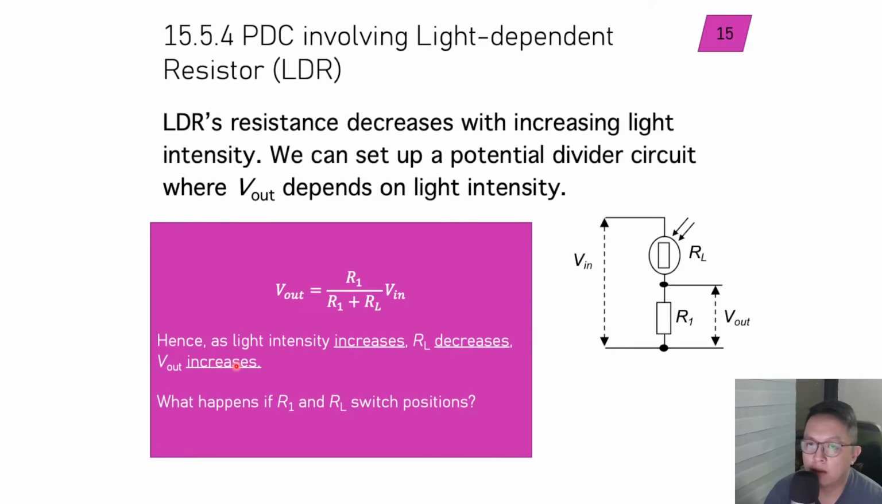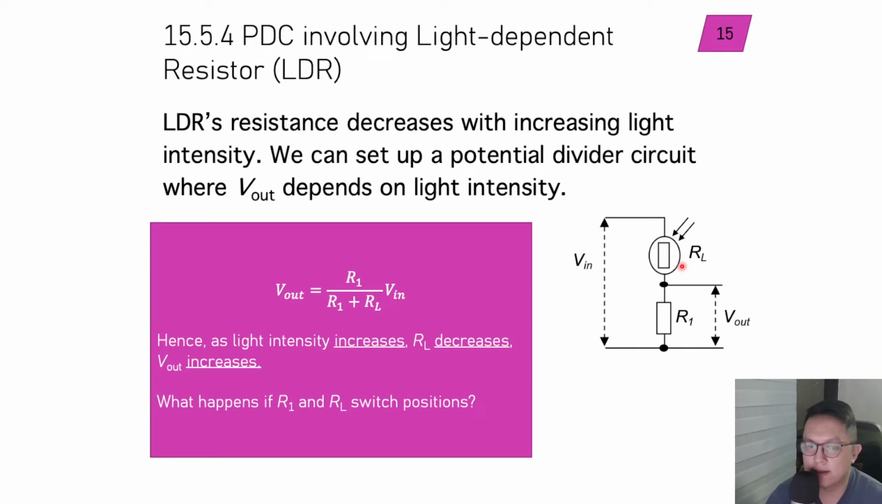All right. Next, we have a PDC that involves a light dependent resistor, or LDR. The resistance decreases with increasing light intensity. Again, theory, you have talked briefly about it under COE. Basically, with light incident, it frees up more charge carriers within the LDR. Right, so you can again set up this potential divider circuit where V out depends on light intensity as well.